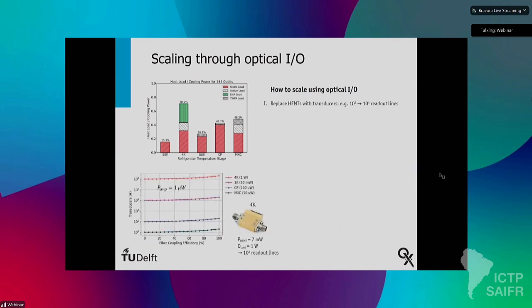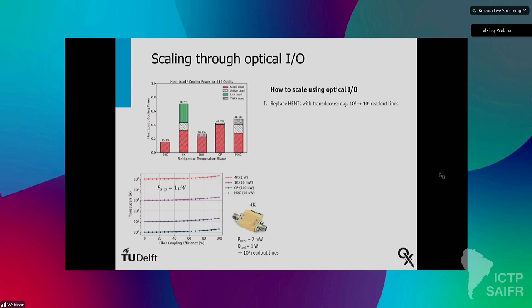One is, of course, replacing the HEMTs with transducers. We think you can increase the number of readout lines by about a factor of 100 if you use transducers instead of the HEMTs. So I think this is quite promising. This could really get you into a regime where you can have a lot more qubits. Remember, not every qubit needs a readout line. You can have 5 or 10 qubits on a single readout line.